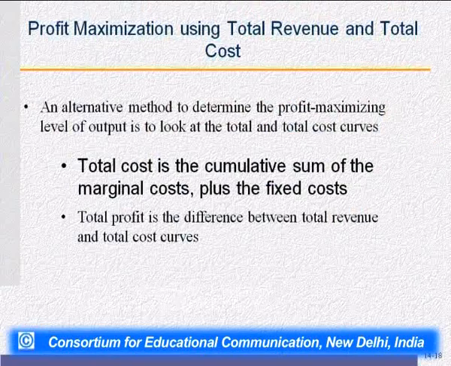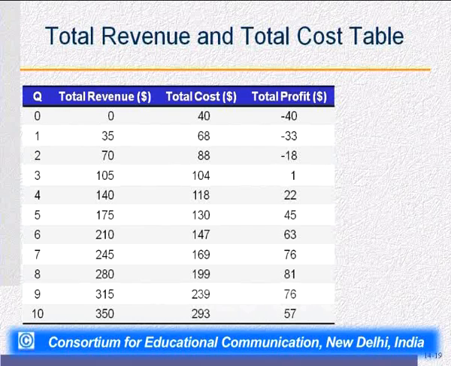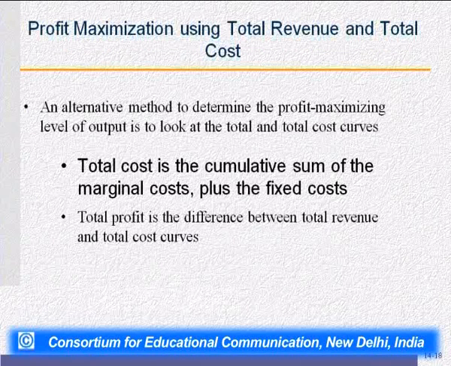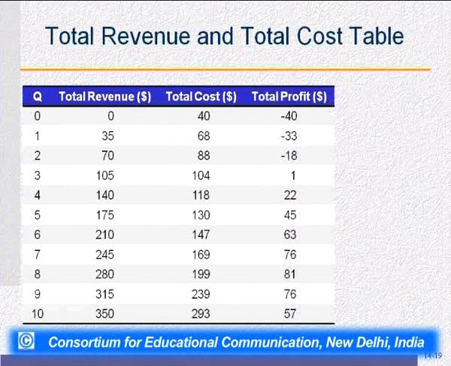Total profit is the difference between the total revenue and total cost. We all know total profit is the difference between the total revenue and the total cost curves. Here is the table of total revenue and total cost. You can see zero quantity, zero total revenue, total cost 40, total profit minus 40. Look at the previous slide once more, where total cost is the cumulative sum of the marginal cost plus the fixed cost. Now you can see in this table, when your total revenue is zero, total cost is 40, and your total profit is minus 40, because your business has not started at all, but you have to pay a fixed cost, so you pay 40.